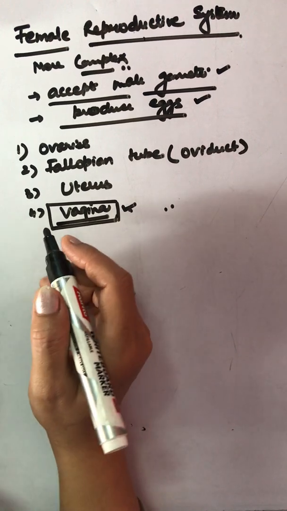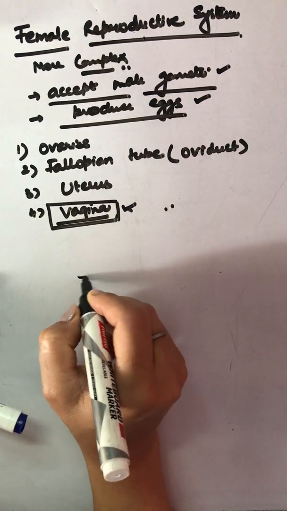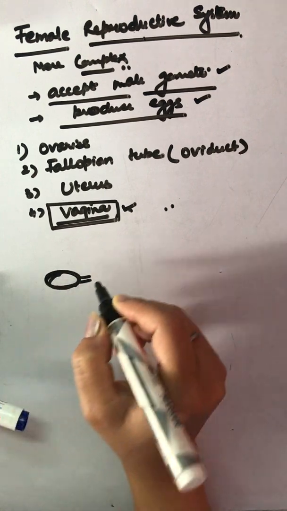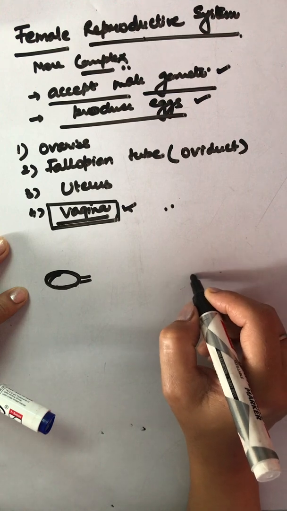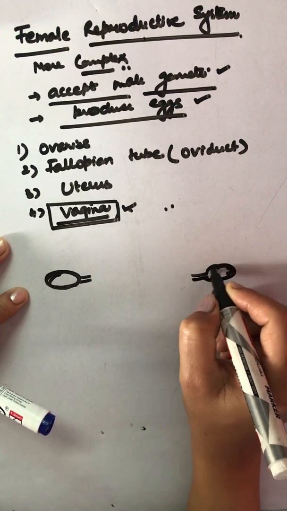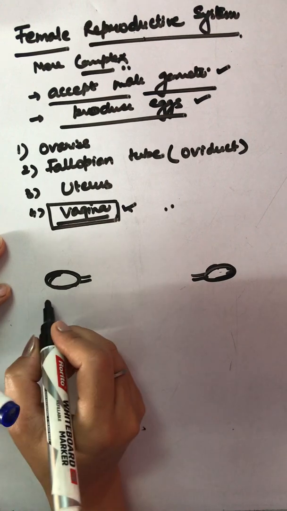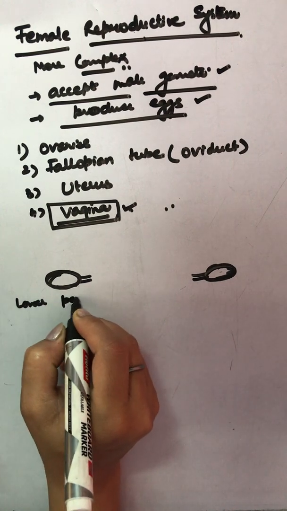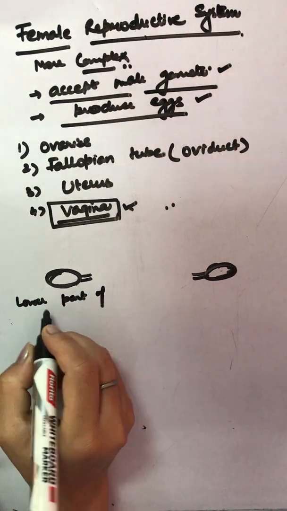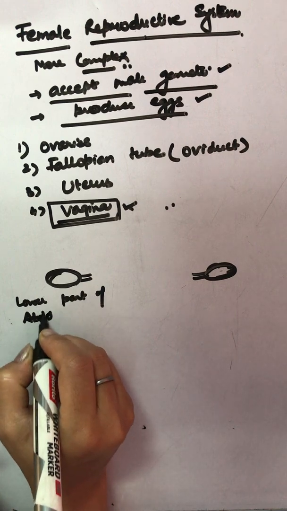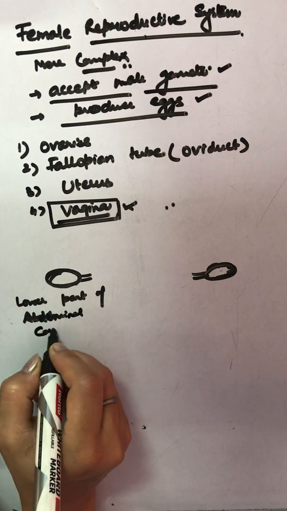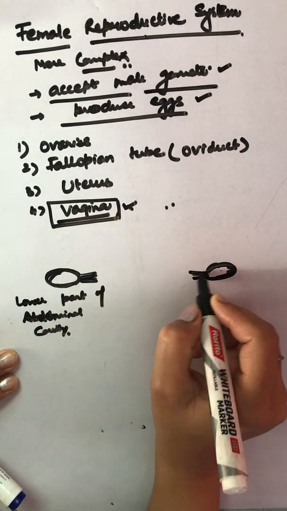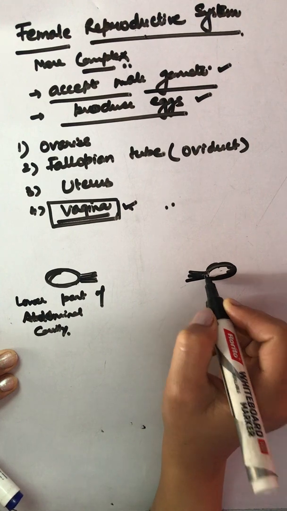Ovaries: there are two almond shaped ovaries which are located in the lower part of the abdominal cavity. So these are the two ovaries in the lower part of the abdominal cavity. It is connected by a ligament. This is the ligament with which it is connected to the uterus region.